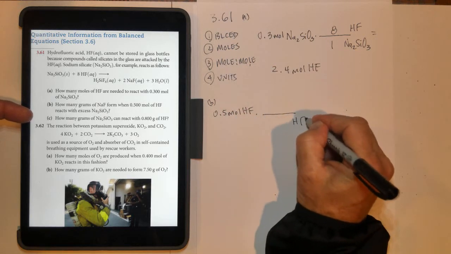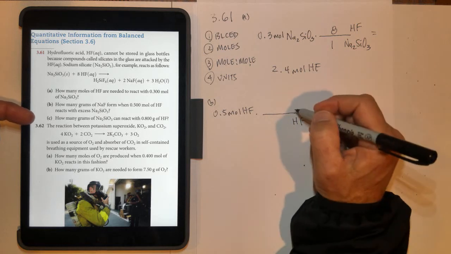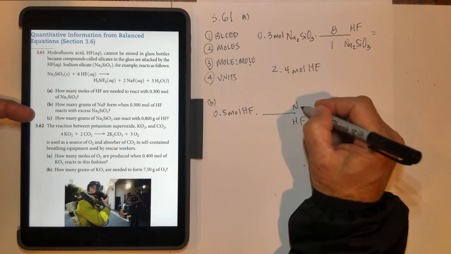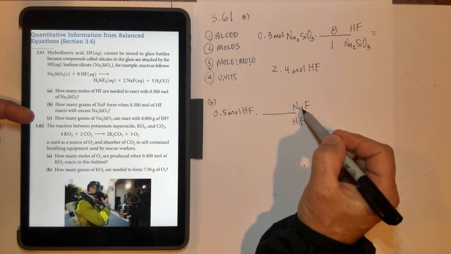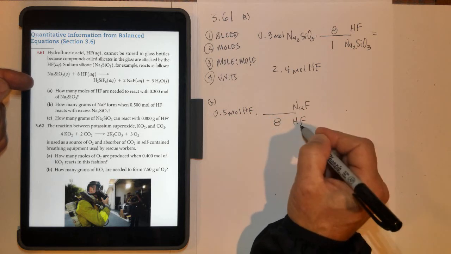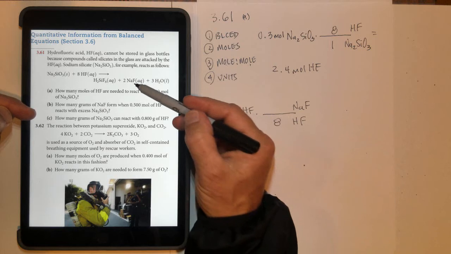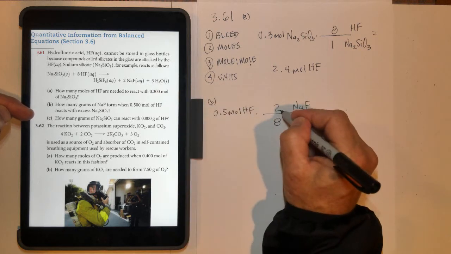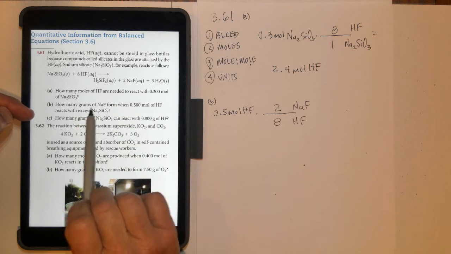So HF goes in a position where it's going to cancel, because that's my given unit. And then I want to know how many grams of NaF form, so NaF is my desired unit, and I put that on the top. Looking at the balanced chemical equation, there's an 8 in front of the HF, and then I want to go to NaF, which is right here, and that's got a 2 in front of it. And then lastly, convert to the asked for units. And what they're asking for is how many grams.